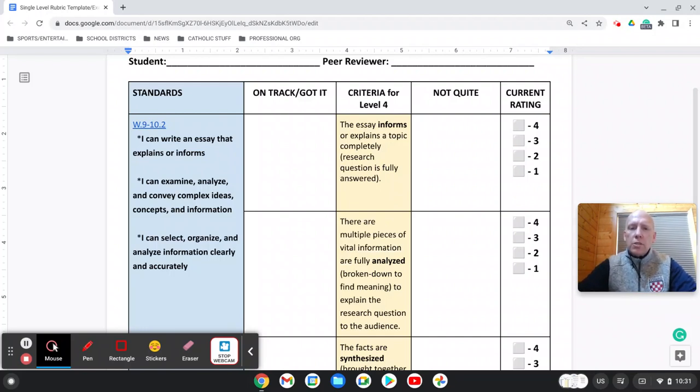And so in this criteria, as an example, for this standard, one of the areas that is broken down is the essay informs or explains a topic completely, and then in parentheses, research question is fully answered. This is important. We'd like to add that in there as a guide, as a tool, because the purpose of this is simply to allow students a chance to look at their work and compare it to what is expected, to what the 4 is.